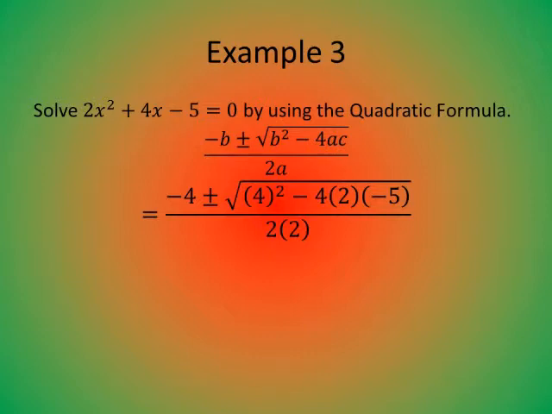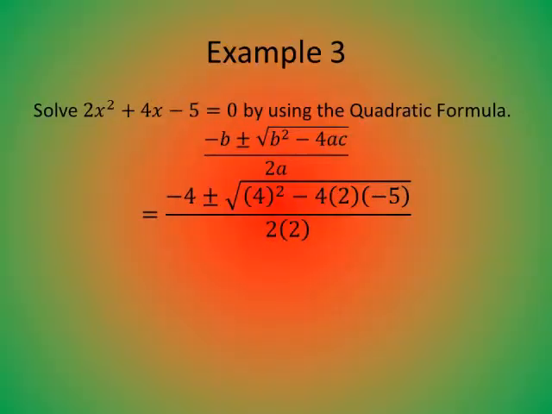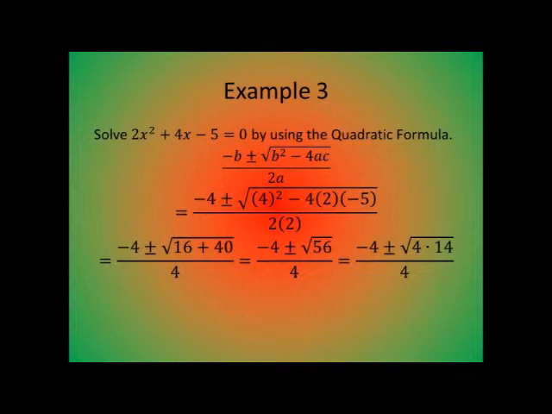So we have x equals negative b, so that'll be negative 4, plus or minus the square root of b squared, so that's 4 squared, minus 4 times a, which is 2, times c, which is negative 5, all over 2 times 2. So when I simplify that, 4 squared is going to give me 16. Negative 4 times 2 is negative 8, times negative 5 is going to give us a positive 40. So when I add that all together, we end up with a positive 56. So we have negative 4 plus or minus the square root of 56 all over 4.